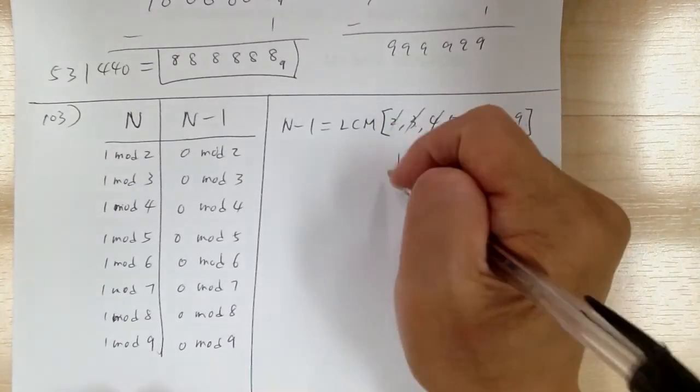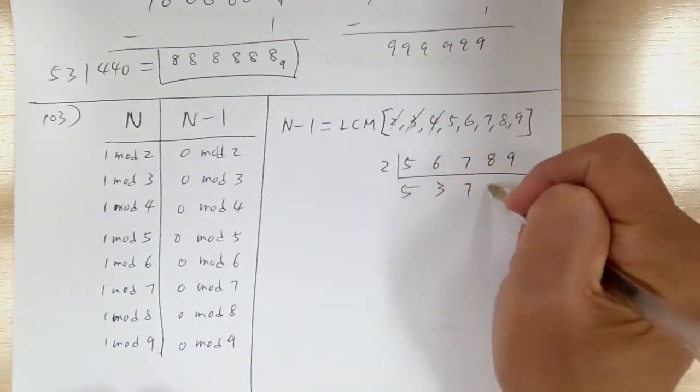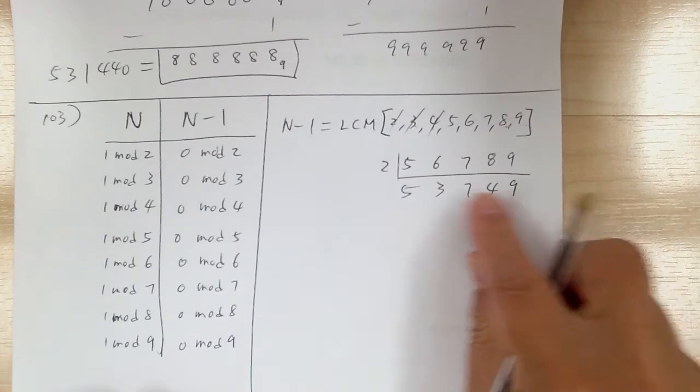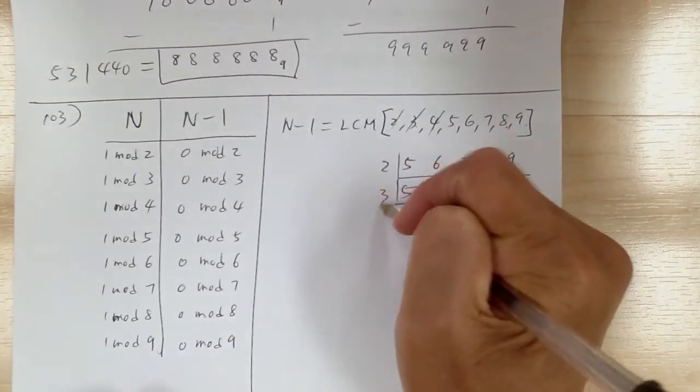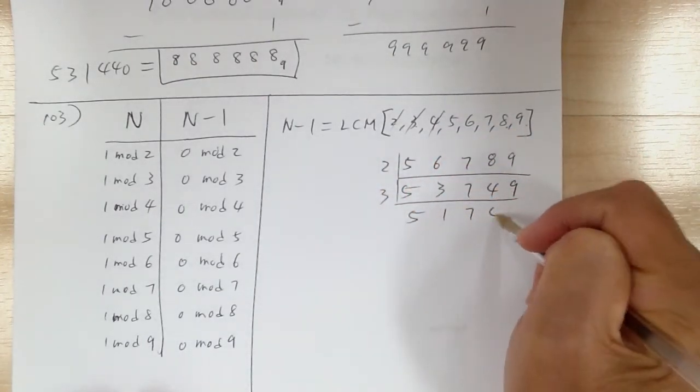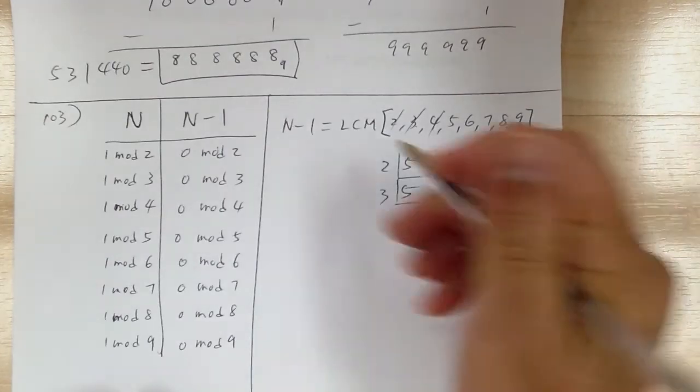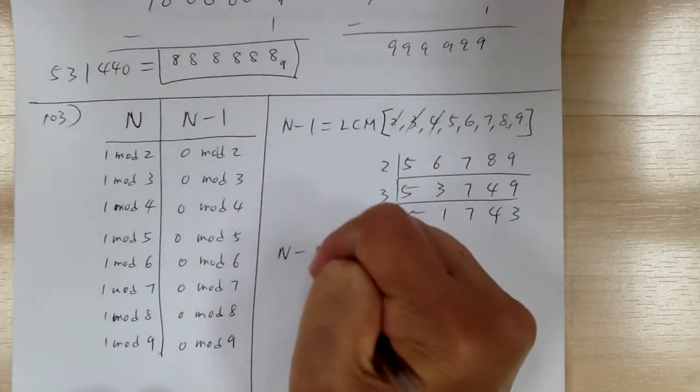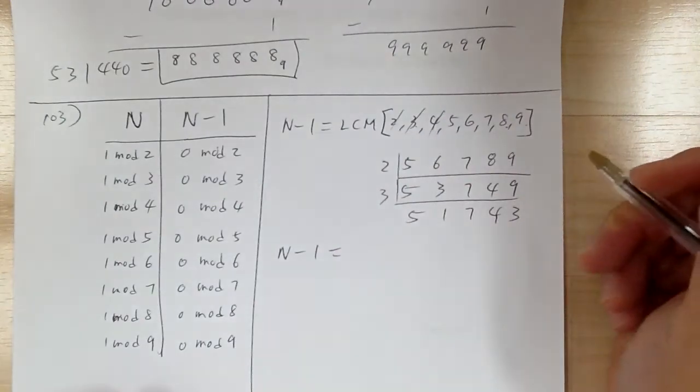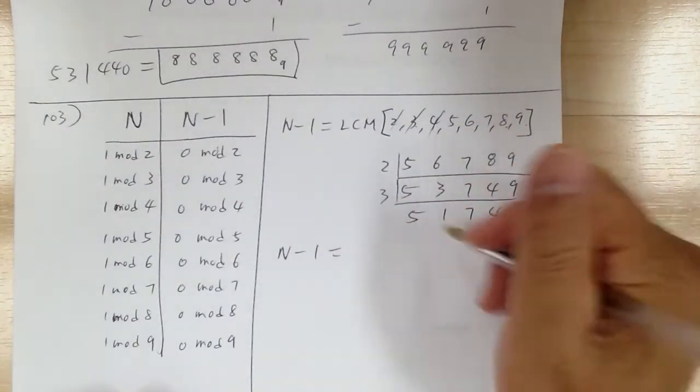So divide by 2, you get 5, 3, 7, 4, 9, and this can divide by 3. So you get 5, 1, 7, 4, 3. So your LCM will equal all these numbers multiplied together. So you can use your calculator to multiply out.